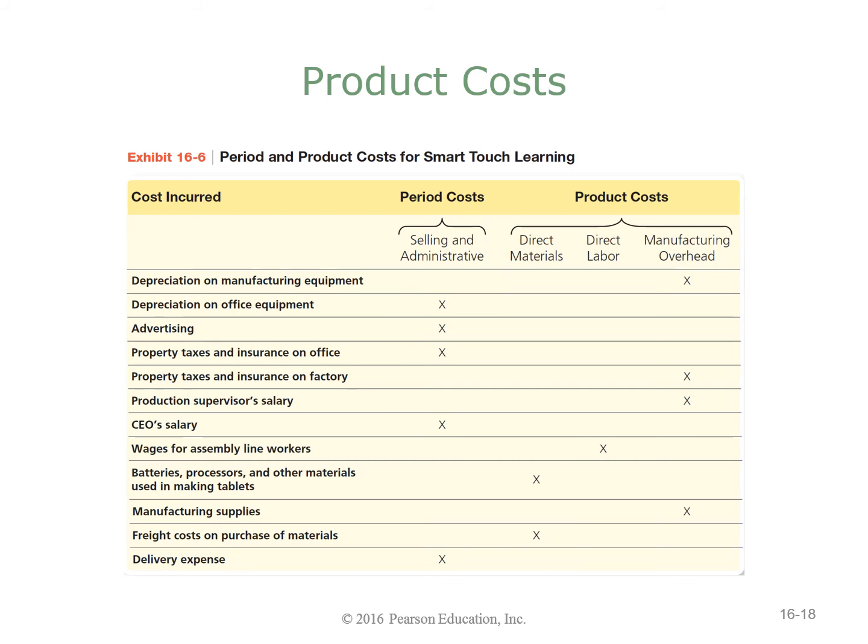Wages for assembly line workers. Assembly line, the line that assembles the product, so they are direct labor. Batteries, processors, and other material used in making tablets. Again, this is direct material. Manufacturing supplies, okay, manufacturing overhead. Freight cost on purchase of material is direct material. Delivery expense is a period cost.